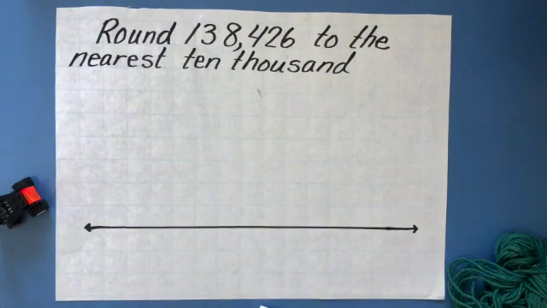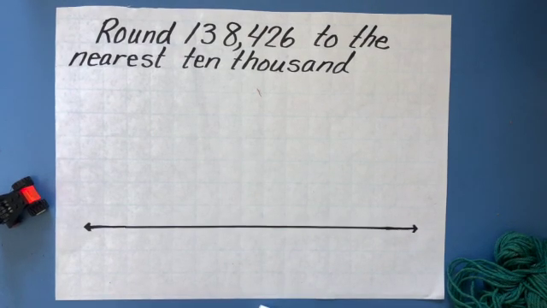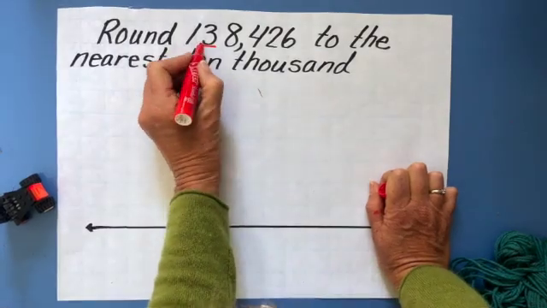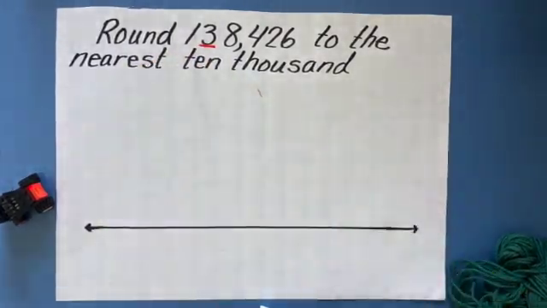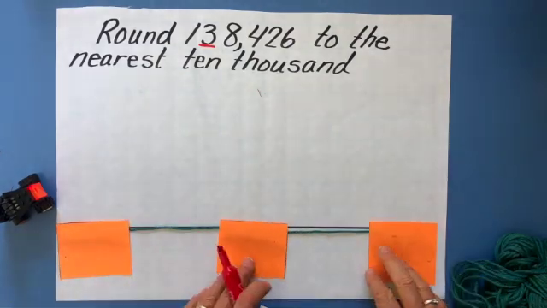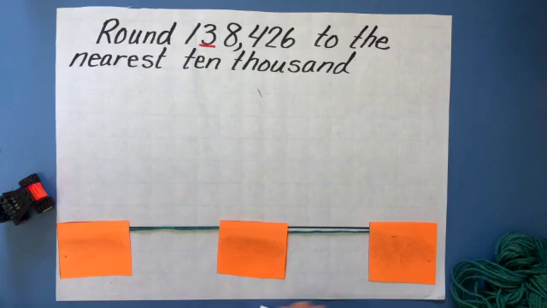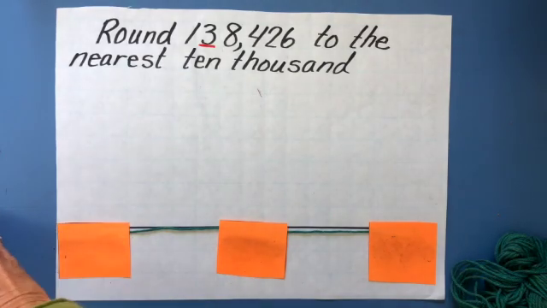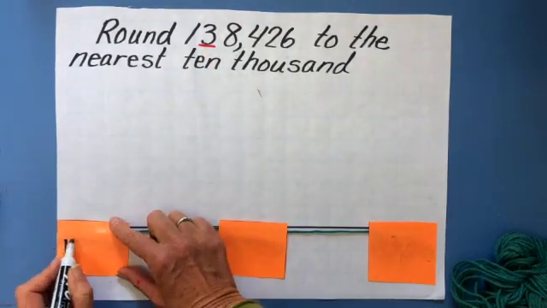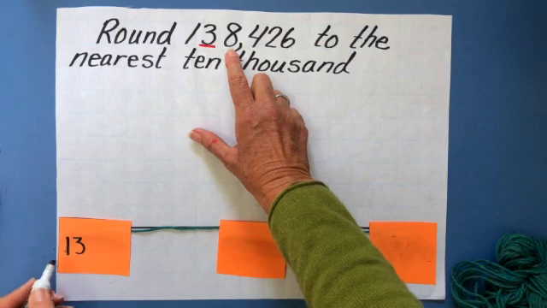All right, it says round 138,426. Hey, that's the same number, but to the nearest 10,000. So it's a different digit. So the 10,000 here, that digit would be right here. So what I'm going to do, I'm going to get my little rounding hill one. I'm going to write the ones digit. Then I'm going to write the 3 because that's the underlined digit. And then all the other digits are going to become zeros.